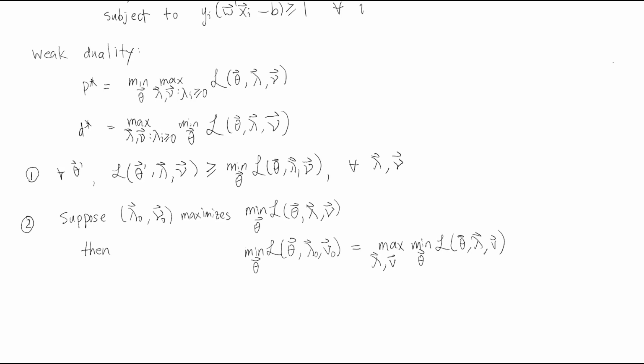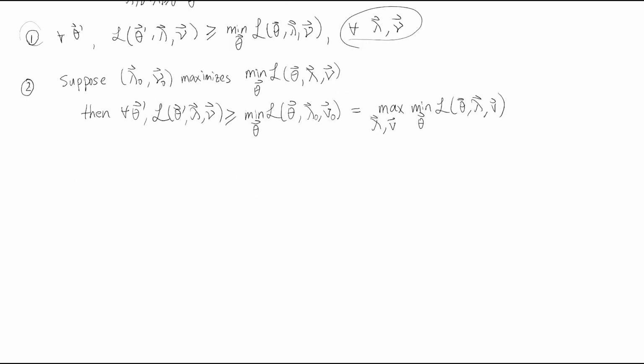But then we can combine with 1, and then bring in for all theta prime: we have L of theta prime, lambda, and nu being greater than or equal to min over theta of L of theta, lambda 0, nu 0. We're allowed to plug in the lambda 0 nu 0 here because in number 1, we said that was true for all lambda and nu. Okay, so we're going to continue.